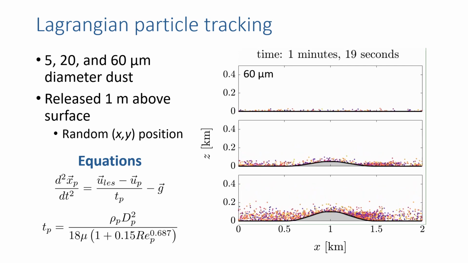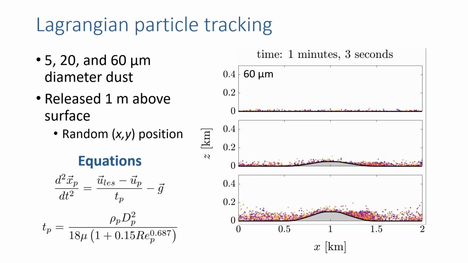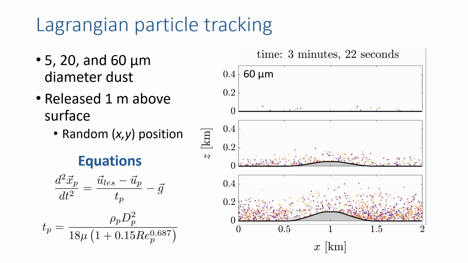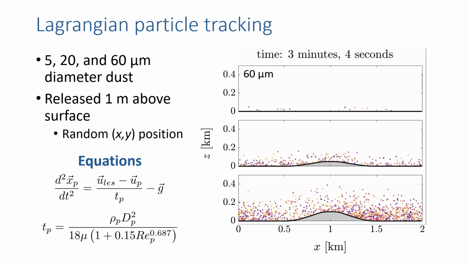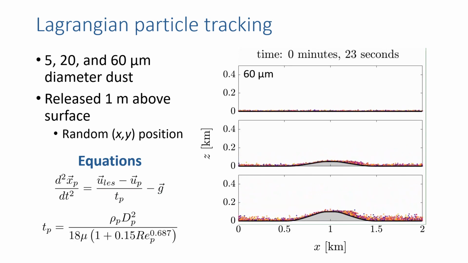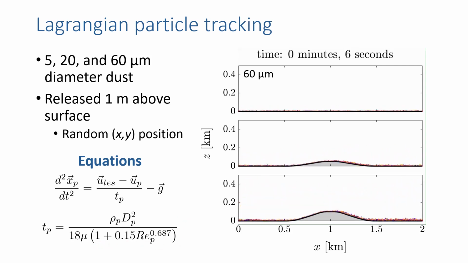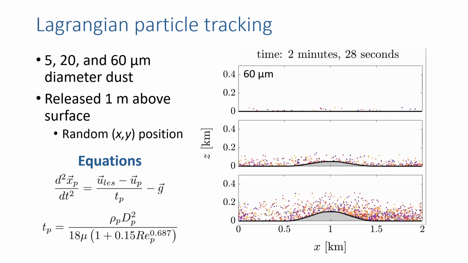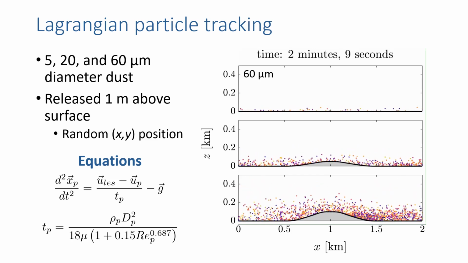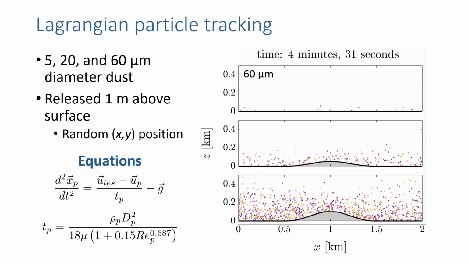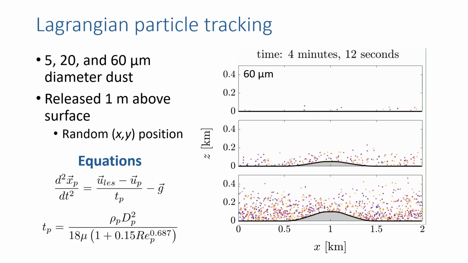After a particle is released, its trajectory is evolved using the equations shown here on the bottom left, where the first equation is a force balance, with this first term being a drag and the second being the gravitational settling. The drag is formulated using Stokes drag, which is corrected here for a finite particle Reynolds number due to the large size of the dust particles. This first equation is used to determine the acceleration of the particle, which then is used to update the position and the velocity of the particle at each time step.